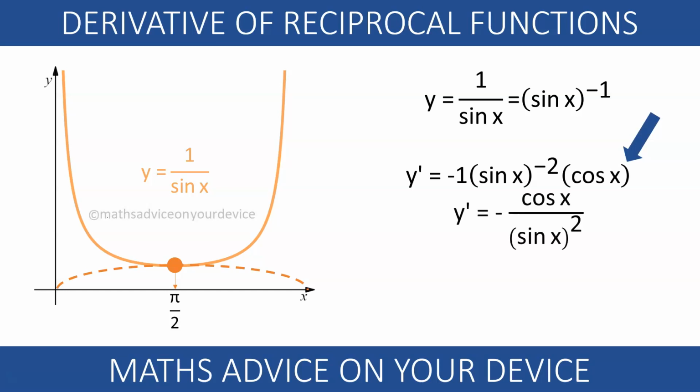If we want to find the turning point, we need to find the x values that make the derivative equal 0. This rational function is 0 when the numerator is 0. Cosine x equals 0 when x equals pi over 2.